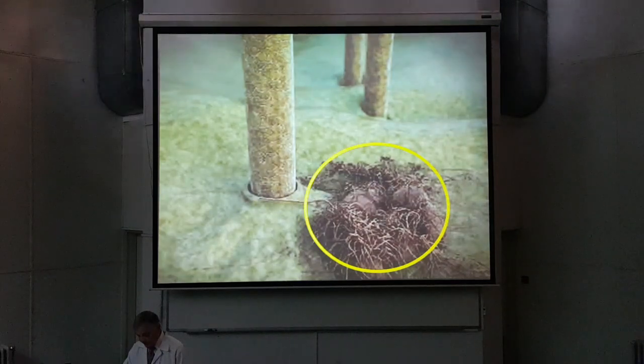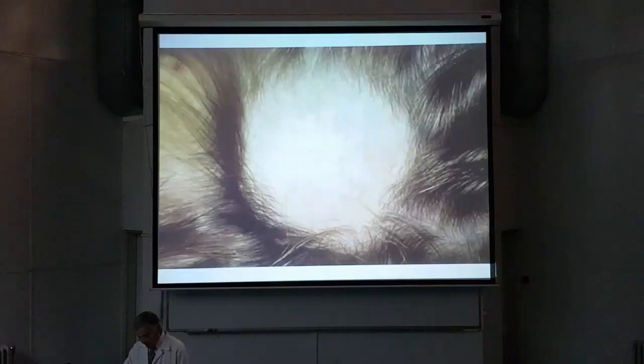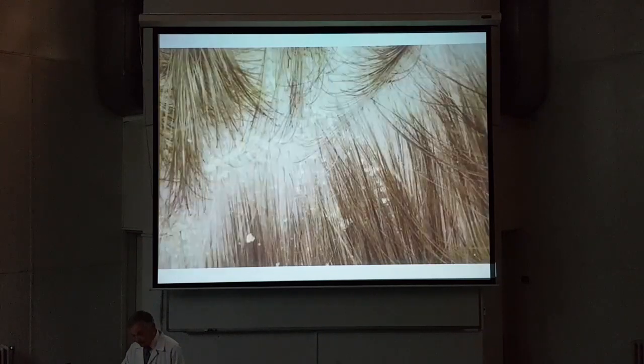This is a crumbled, crushed hair. This is a patch of loss of hair. It's a common problem. We're going to see this. This is called alopecia. Sometimes small, sometimes large, sometimes multiple.